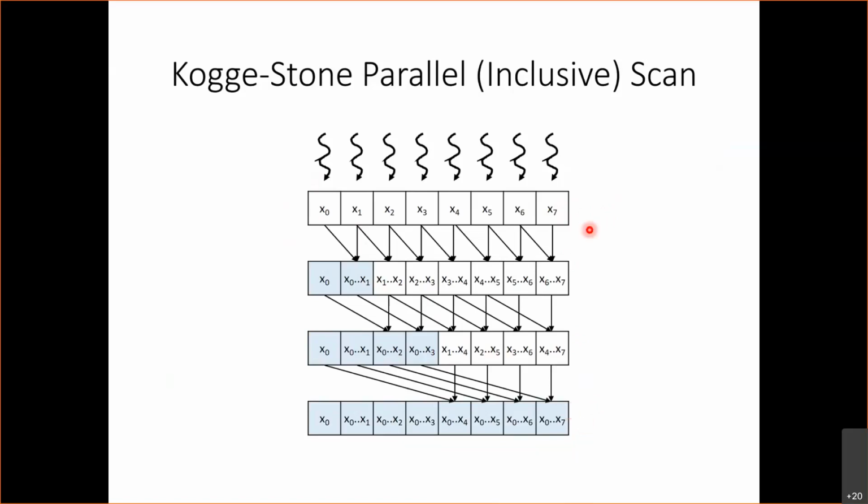So basically, all the threads work. In the first step, each thread adds the element that's 1 to its left. In the second step, each thread adds the element that's 2 to its left. In the third step, each thread adds the element that's 4 to it. Clear?